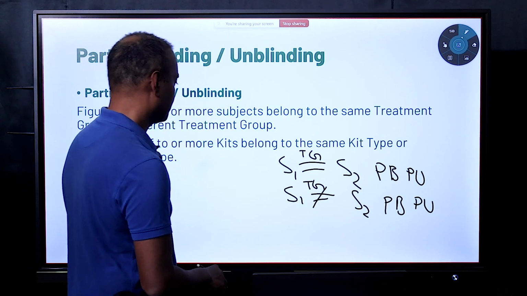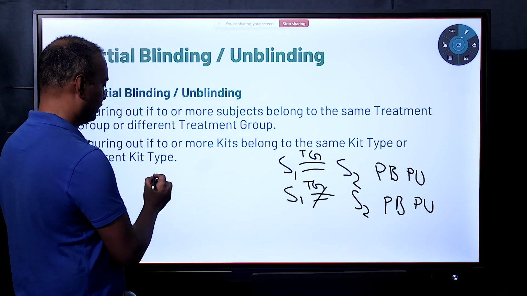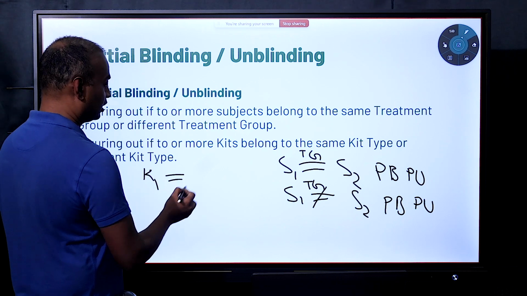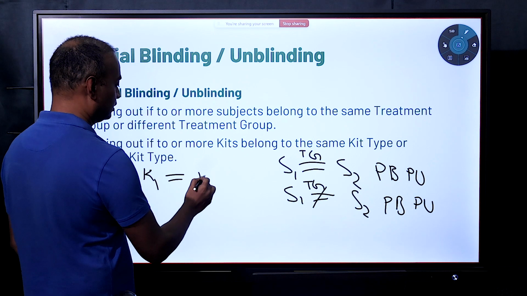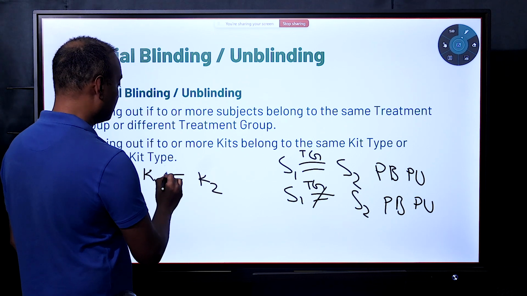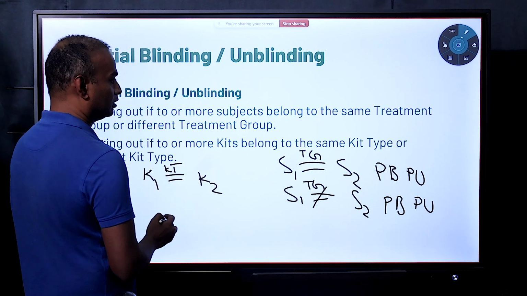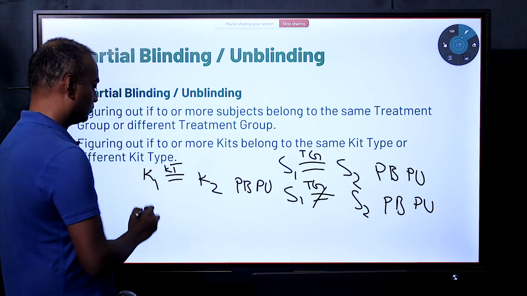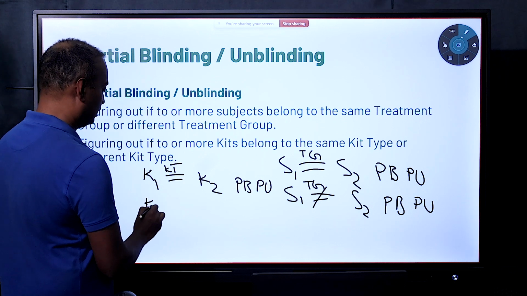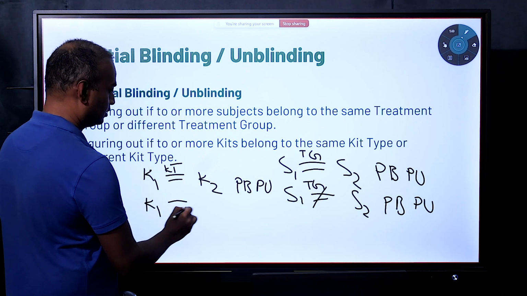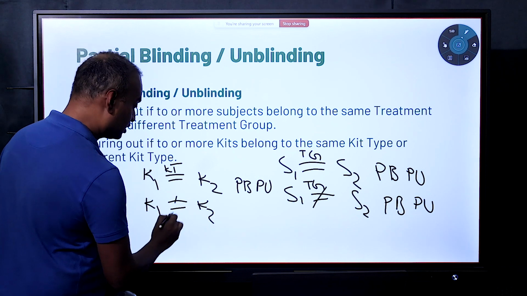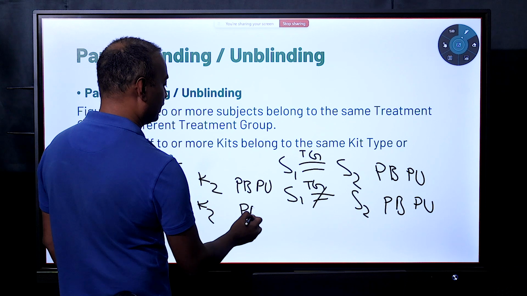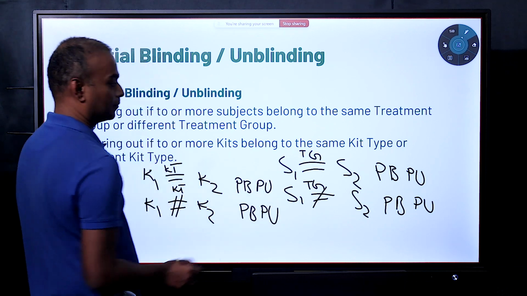In the same way, for a kit, you have kit 1, and if you are able to figure out that kit 1 and kit 2 belong to the same kit type, then this is partial blinding or partial unblinding. And also if you can figure out that kit 1 and kit 2 don't belong to the same kit type, then this is also known as partial blinding or partial unblinding.